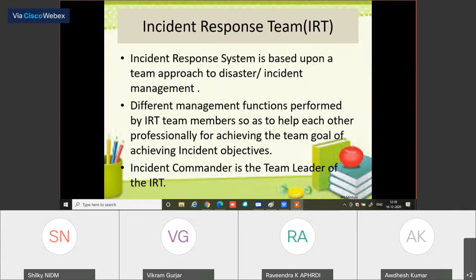There is also management by objective, which is very important, because if you don't have any objective, we cannot activate. If we have decided upon the objective or the goal, then we can apply the management principles.